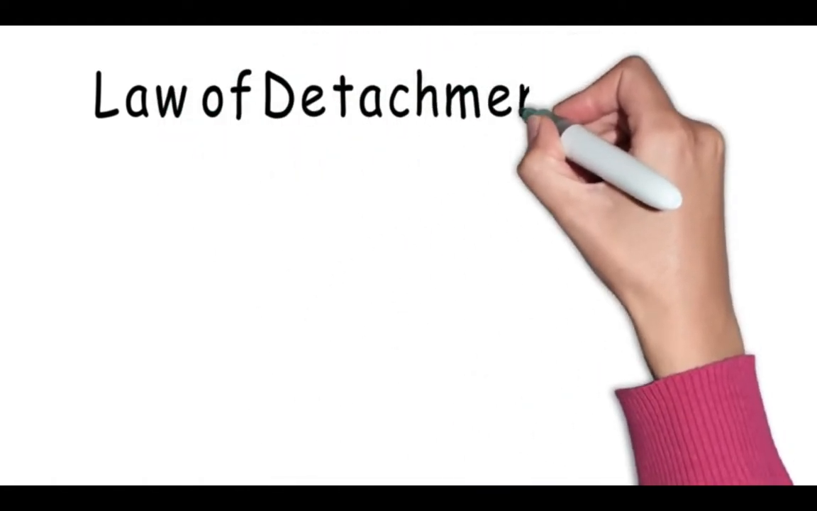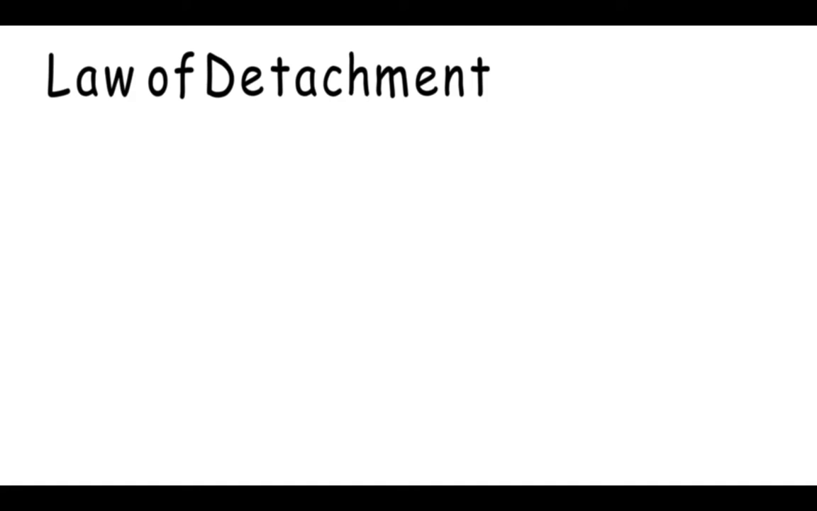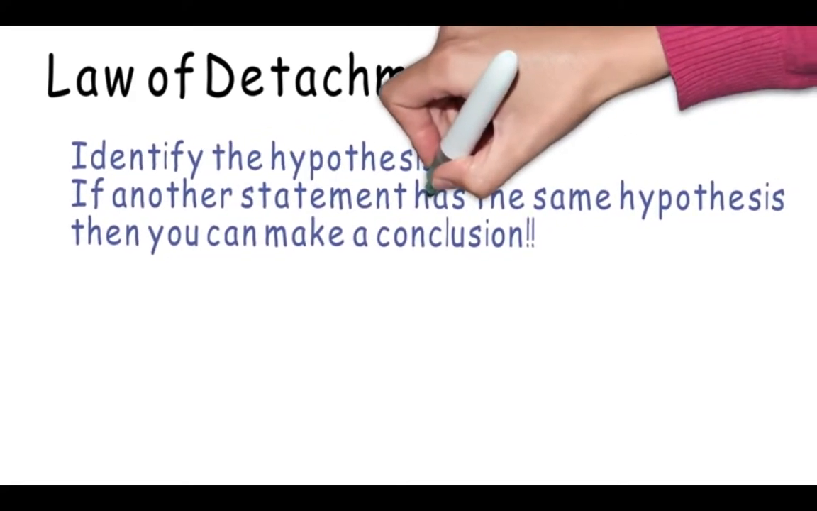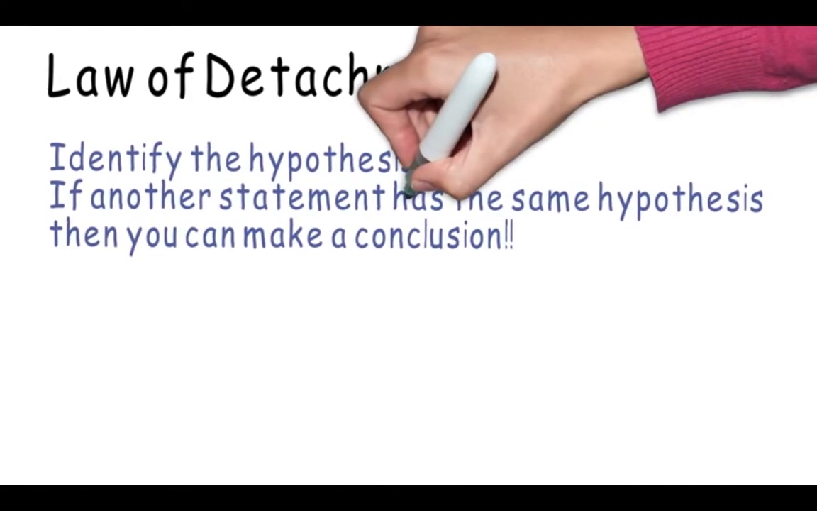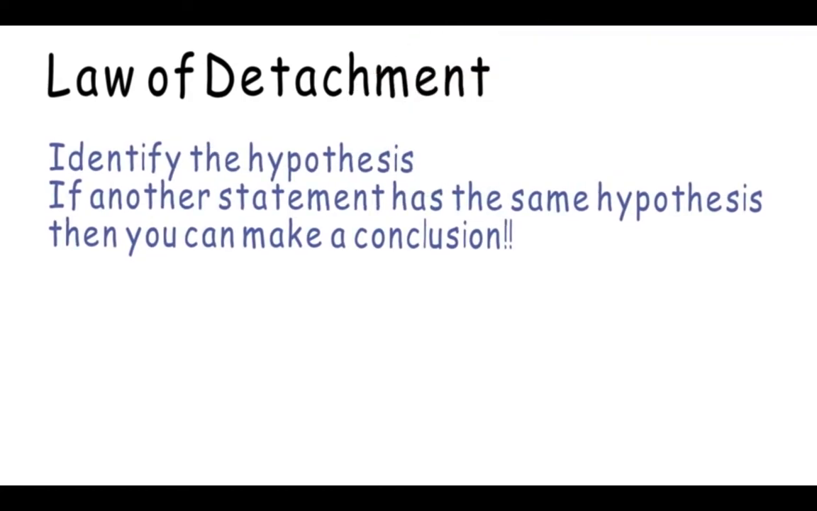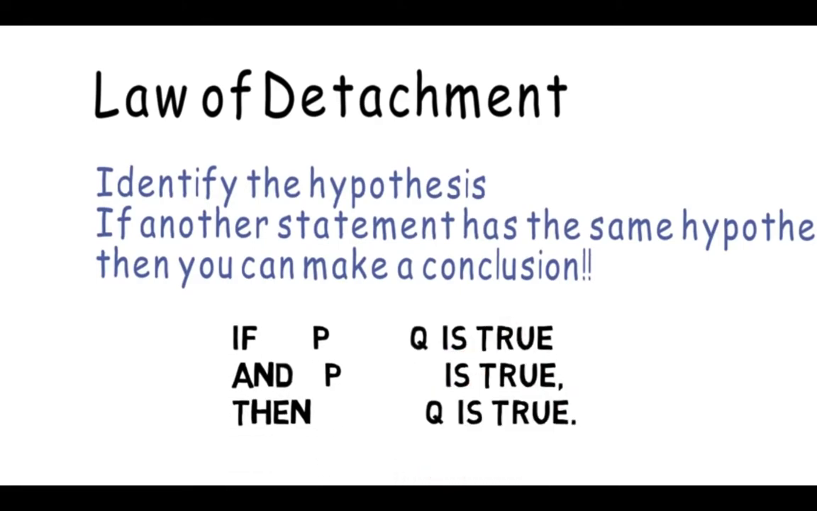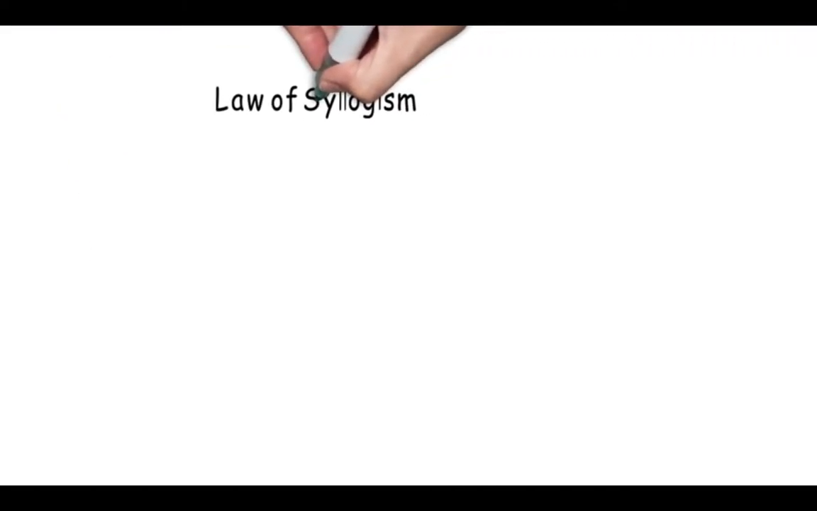So, to summarize, the law of detachment says that we need to identify the hypothesis. If another statement has the same hypothesis, we can make a conclusion. Putting it into our symbolic notation, if P, then Q is true, and P is true, and again, P is just a restatement of the hypothesis. It doesn't have to be word for word verbatim. Then Q is true.